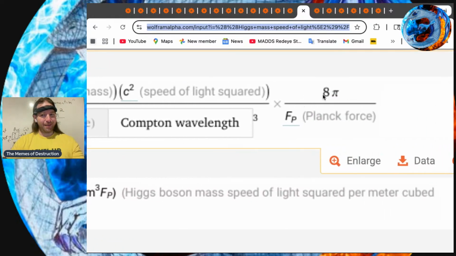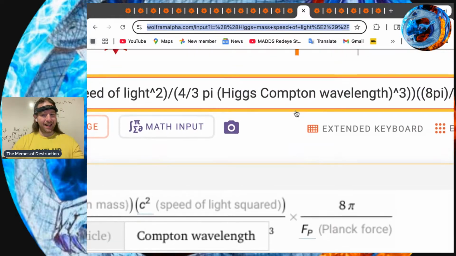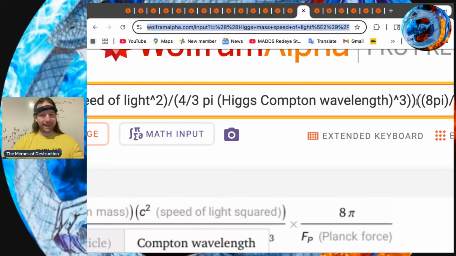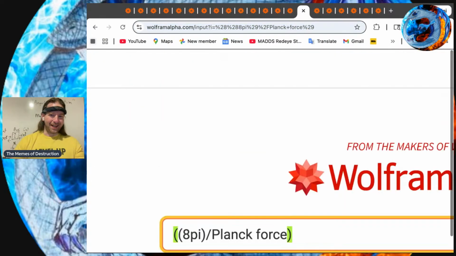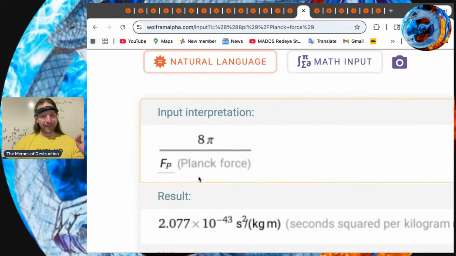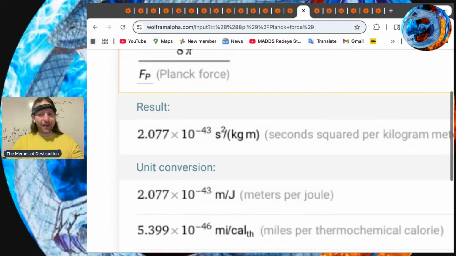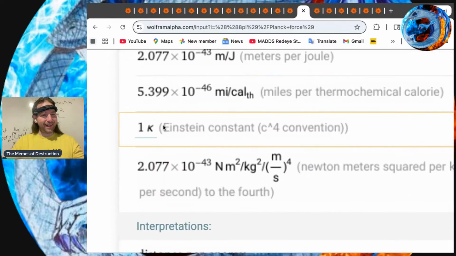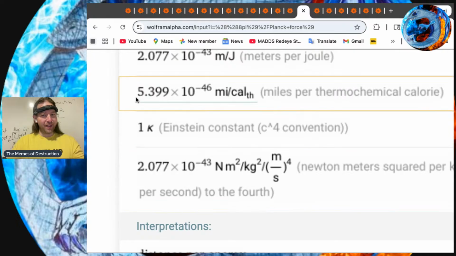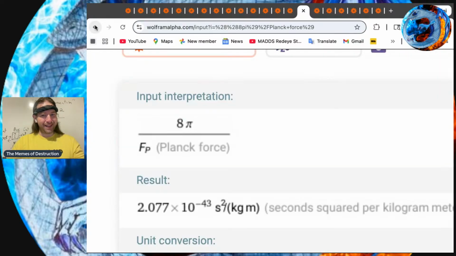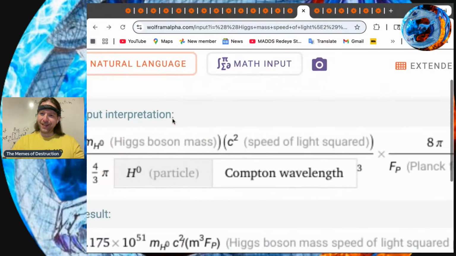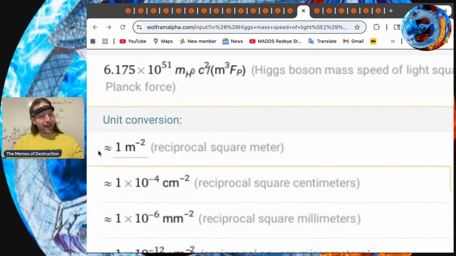Then we multiply it by 8 pi divided by the Planck force. That's the Einstein C4 convention, the mass-energy induced curvature to space-time, whatever you want to call it. A ridiculously small number, with our one Einstein C4 constant there. When we get all that together, it comes out to be about 1 reciprocal meter squared.